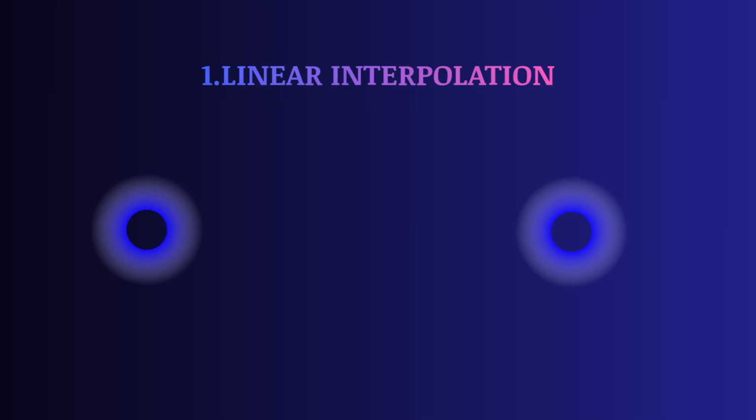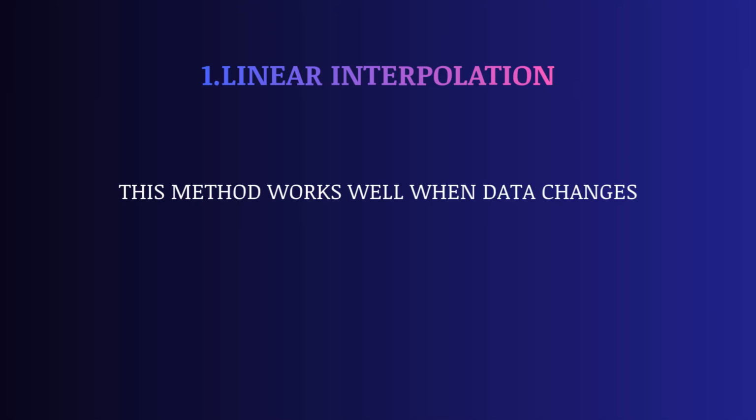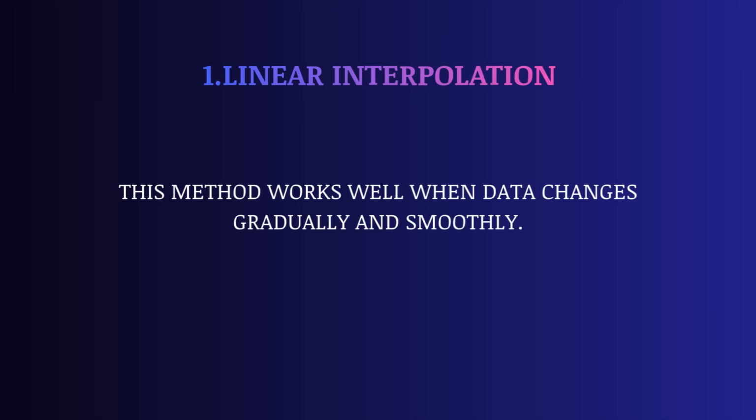It connects two known points using a straight line. Then it estimates the intermediate value along the straight line. This method works well when data changes gradually and smoothly.